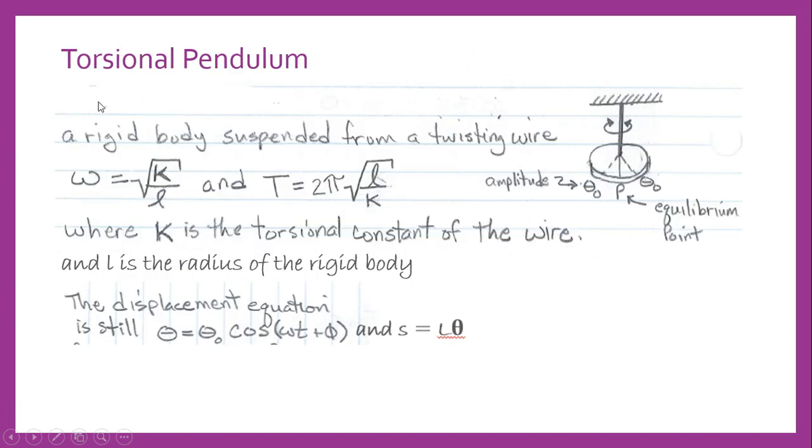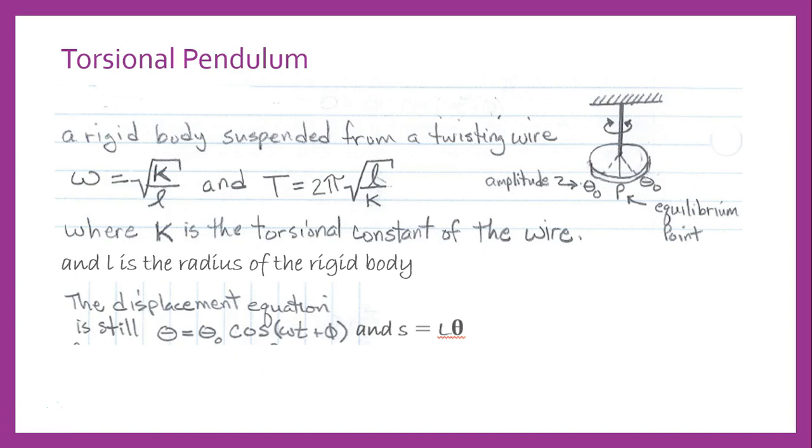Let's move on and look at our third type of pendulum, and this is a torsional pendulum, a rigid body suspended from a twisting wire. So if you think of this wire twisting back and forth and it's rotating, and this causes the rigid body to go through a repetitive oscillation, which happens to be simple harmonic motion. We can see our equilibrium point here and our maximum displacements, which we call the amplitude, represented here.